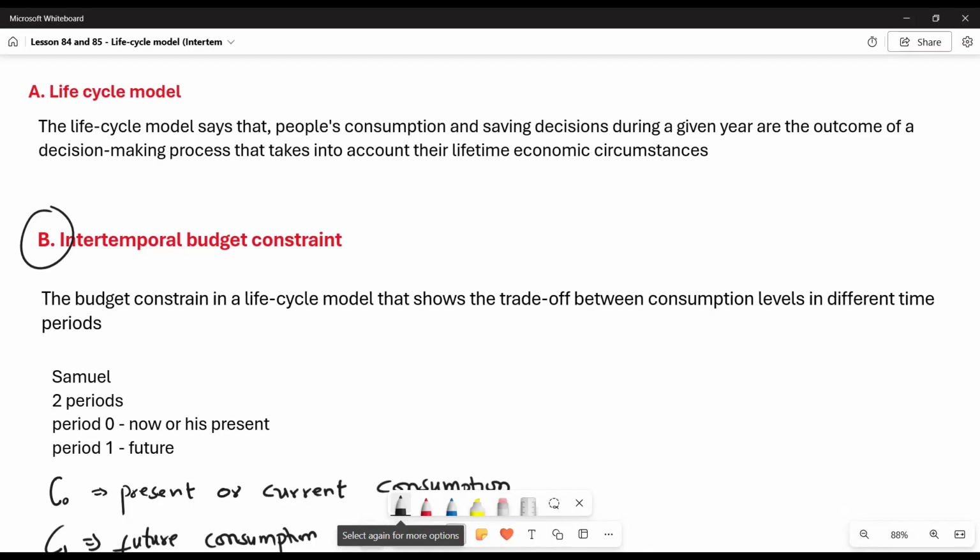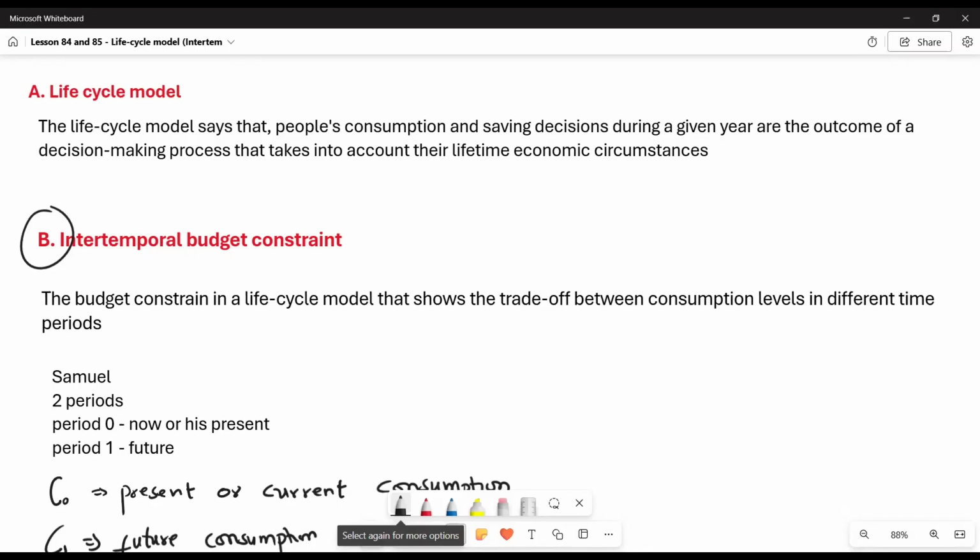The budget constraint, as we know, shows the various options available to an individual. In this case, the options are the possible combinations of present consumption and future consumption available to that individual. So, because the budget constraint in the life cycle model shows the trade-off between consumption levels in different time periods, it is often referred to as the intertemporal budget constraint. Now we are going to use a figure to understand this concept more.